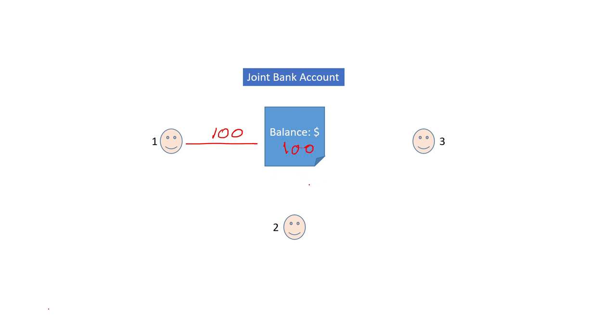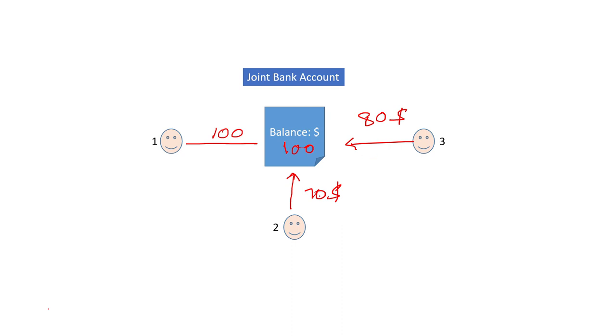Now person two, account holder two, looks at the balance and says, okay, the balance is showing $100, so I can make a purchase of $70. And at the same time, account holder three wants to withdraw some money, and he says, I have $100, so let me withdraw $80. Now, as you can see, there is a conflict.